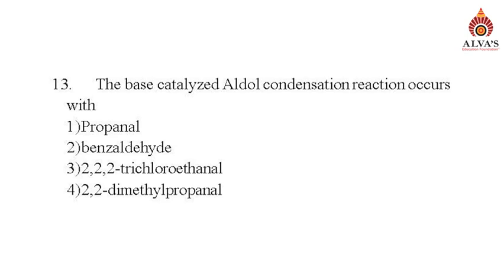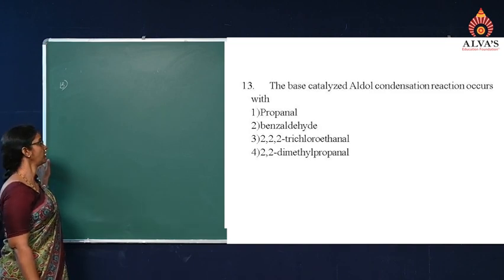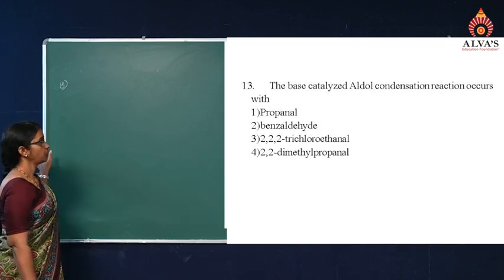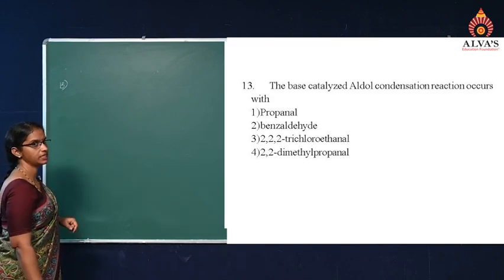Next, question number 13. The base catalyzed aldol condensation reaction occurs with option 1 propanal, option 2 benzaldehyde, option 3 2,2,2-trichloroethanal, and option 4th is 2,2-dimethylpropanal. Now, since it is an aldol condensation reaction, it requires an aldehyde or a ketone which has the presence of alpha hydrogen.